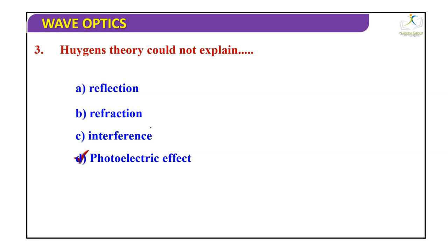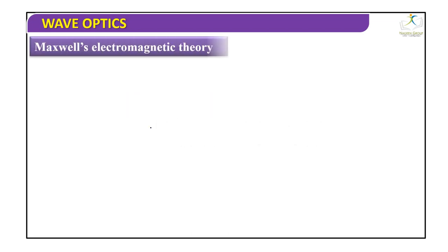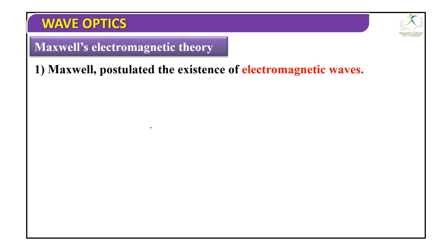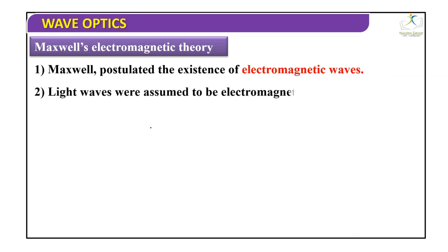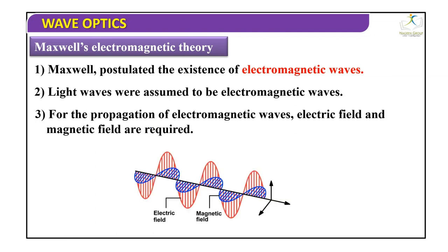So according to this, the correct option is option D. Now Maxwell's electromagnetic theory we will take here and just go with the procedure part. According to Maxwell's postulate, light is an existence of electromagnetic waves. Light waves were assumed to be electromagnetic waves. For the propagation of electromagnetic waves, electric field and magnetic field are required.